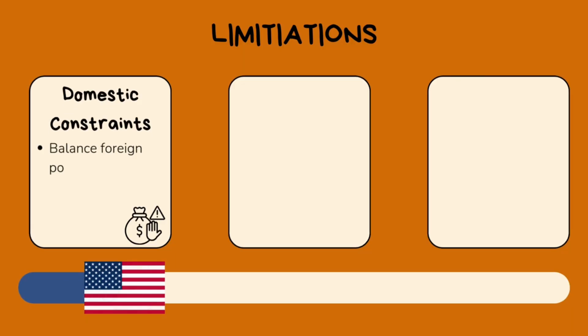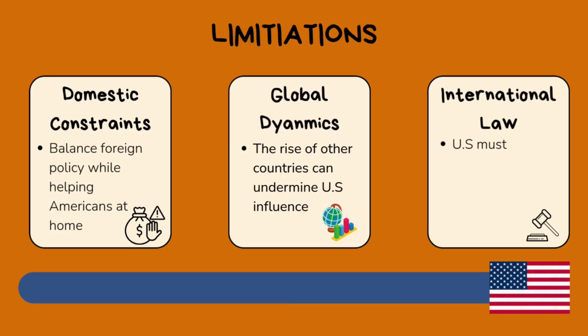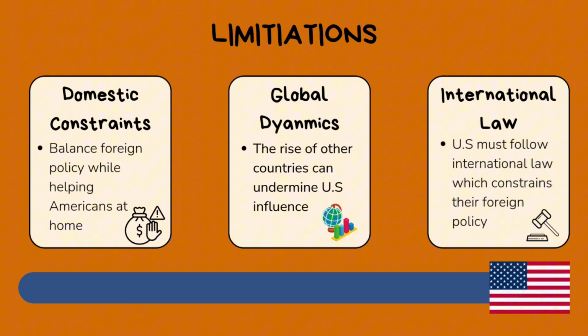But there are also limitations to U.S. foreign policy. The first is domestic constraints. The United States has to balance its foreign policy while also making sure it maintains helping Americans at home. Second is global dynamics. Due to the rise of countries like China and Russia, it could undermine U.S. influence around the world. Finally, there is international law. International law refers to a set of rules that the whole world follows, and the U.S. also must follow these laws. It limits U.S. foreign policy, as sometimes they are constrained from achieving their goals.